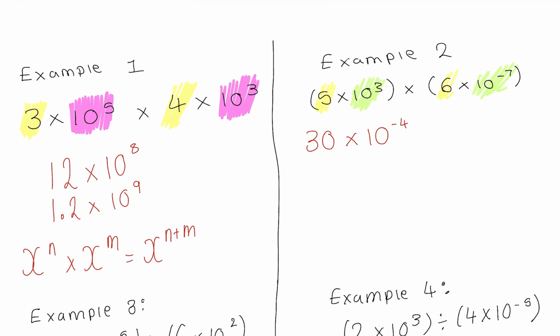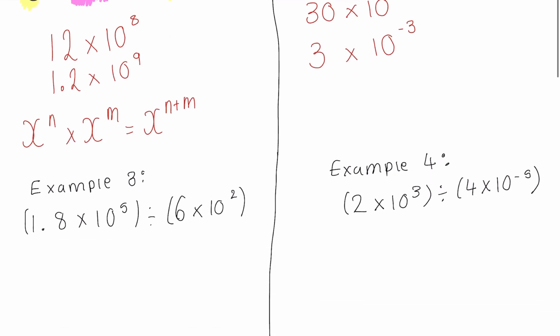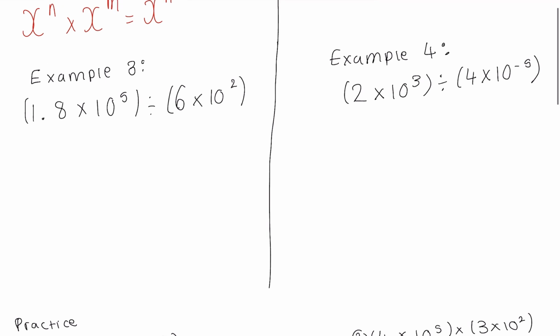So same thing again, 30 is too big, so I'm going to have to divide by 10. Now because I've divided by 10, I add 1 to the power. So minus 4, add 1, gives me minus 3. So if the base is decreasing, you're adding 1 onto your power. Let's have a go at 2 examples where we're dividing.